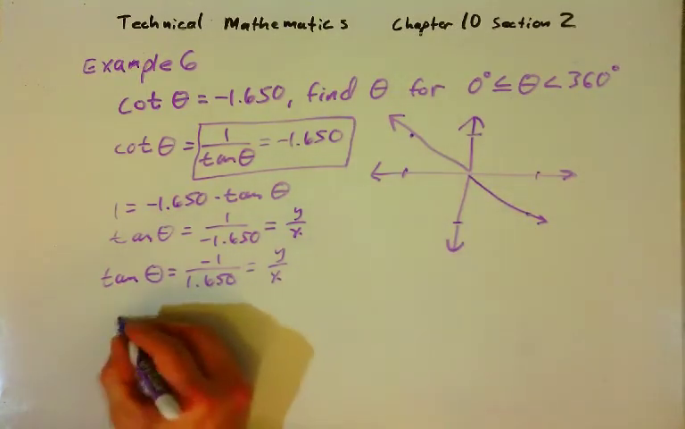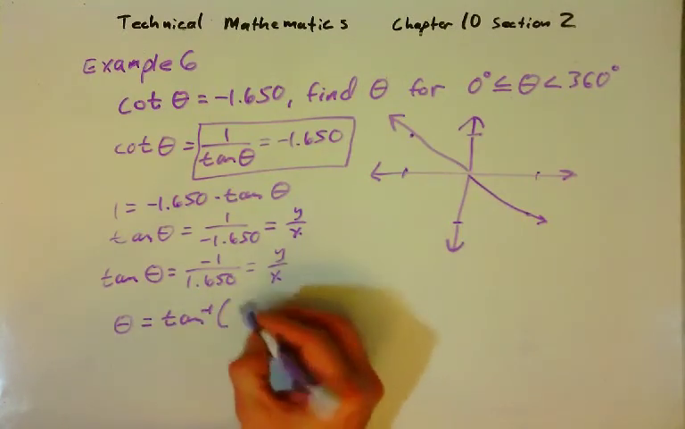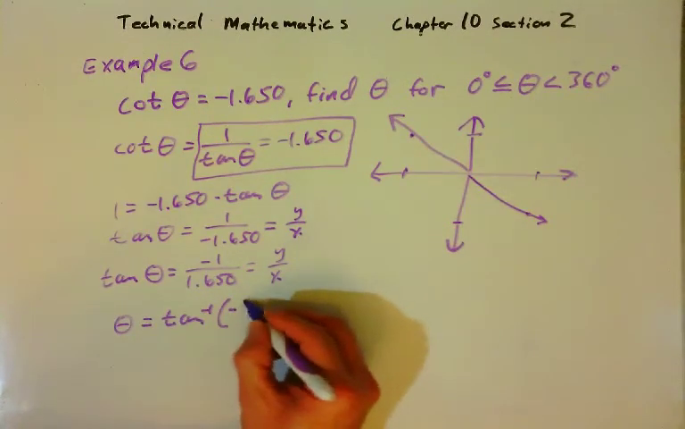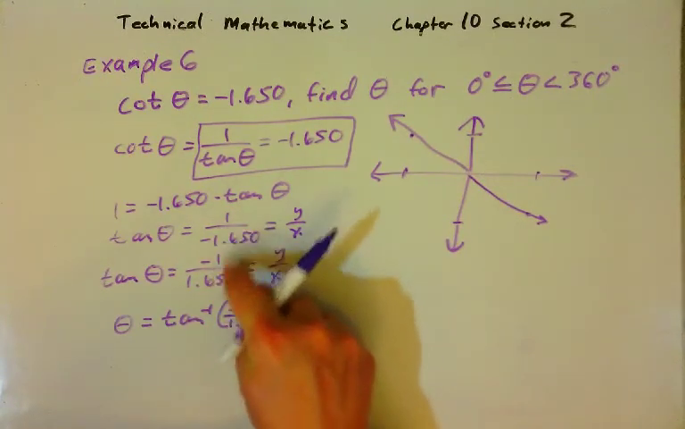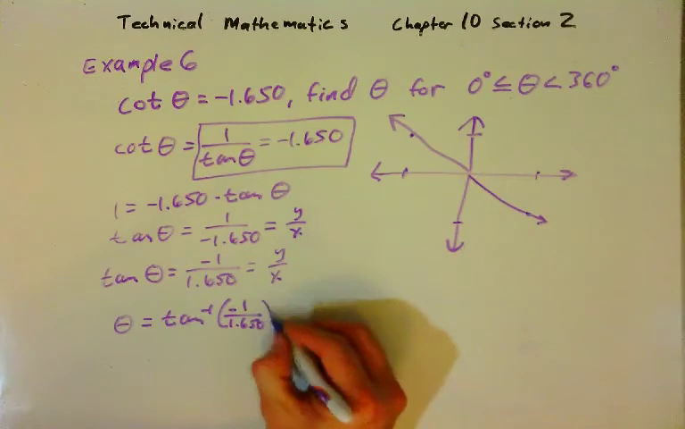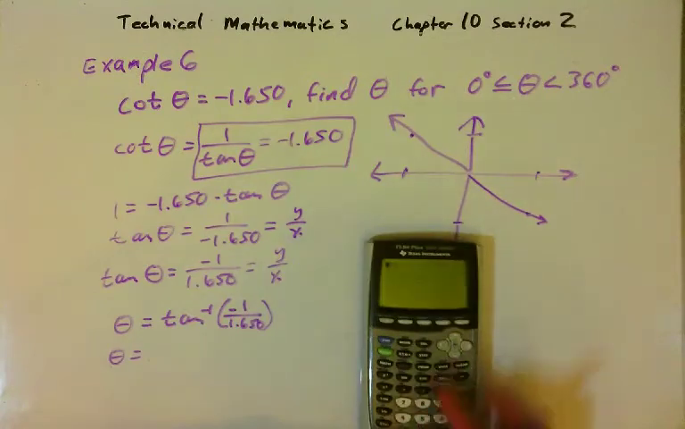And so we want to find theta. Theta will be the inverse tangent of negative 1 divided by 1.650. And it doesn't matter which one I use here. My calculator will give me the same answer. It doesn't matter where the negative is. And so theta equals, we use our calculator, the inverse tangent of negative 1 divided by 1.650.